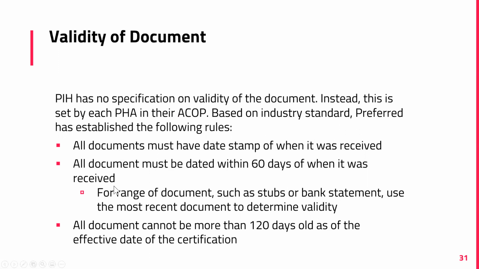Next that I want to talk about is the validity of the document. So PIH has zero information on what they want to see as far as how old the document can be when you're using those documents for the purpose of certifying a household eligibility. This is actually set by each housing authority, and it is addressed in the ACOP. Based on the industry standard of what people are doing across the country, we have established the following rules.